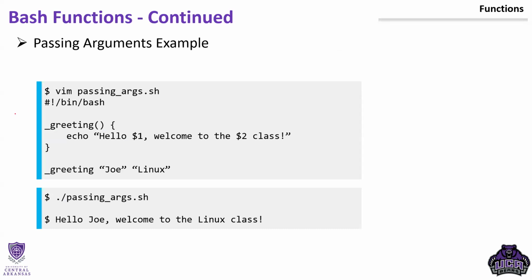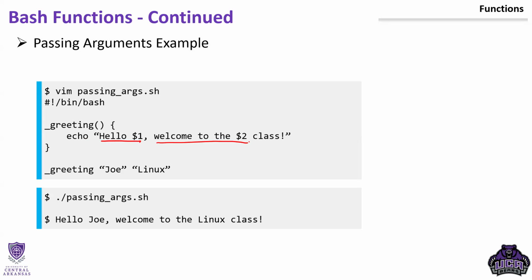So here I have a script that I'm writing. Of course, there's the shebang. And then here's the actual function. Again, you don't have to do this. It's kind of like a Google best practice to put an underscore on functions just so it shows in your code. It's easy to see this is a function, but you won't be graded on something like that. And then here I'm saying echo $1 and then welcome to the $2 class.